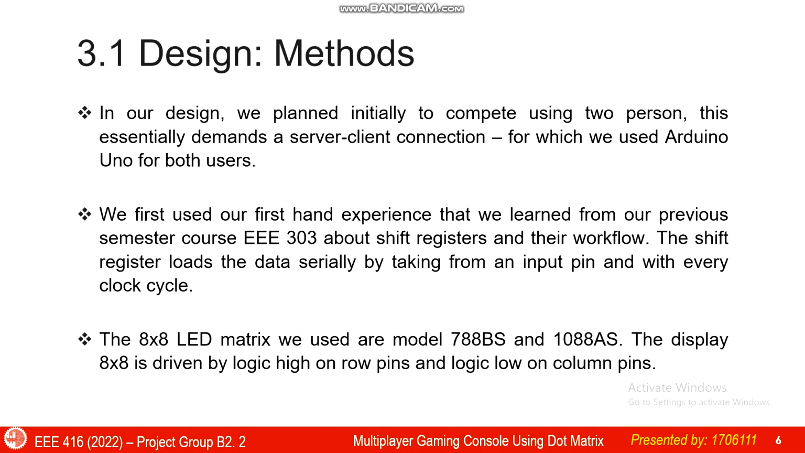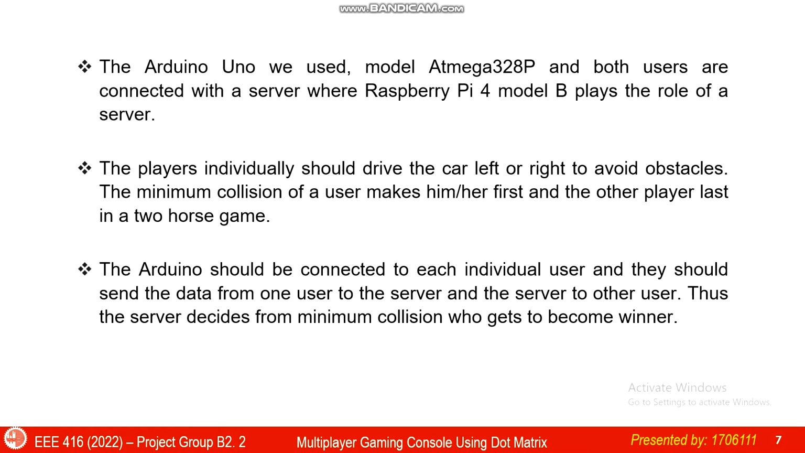the 8x8 LED matrices we used are models 788BS and 1088AS. The display is driven by logic high on row pins and logic low on column pins. The Arduino Uno we used is model ATmega328P, and both users are connected with a server, where a Raspberry Pi 4 Model B plays the role of the server. The player individually should drive the car left or right to avoid obstacles.